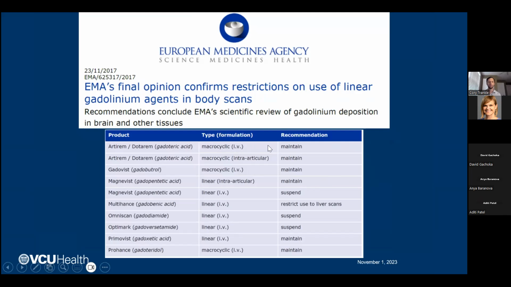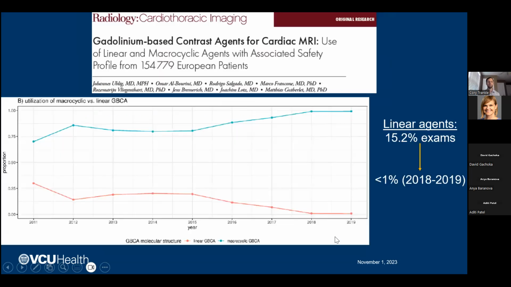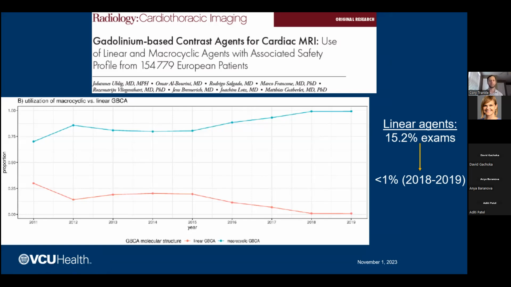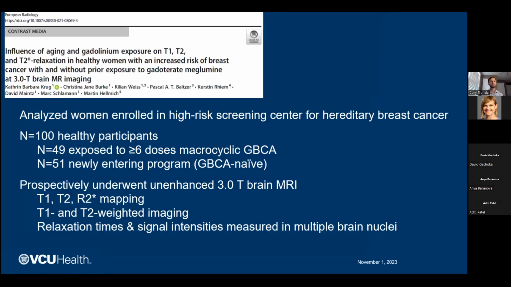And so they said macrocyclic agents were maintained. They restricted some of these, like MultiHance, for use in liver scans. And what they noticed is that over time, the use of linear agents went from about 15% of exams down to 1% in 2018, 2019. So the European agencies have taken a more restrictive approach to linear agents after seeing this data. There is some data that there might be some deposition after macrocyclic agents.